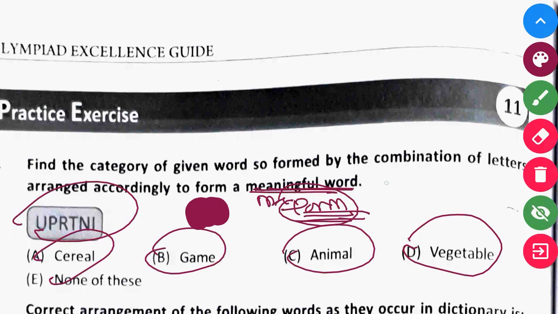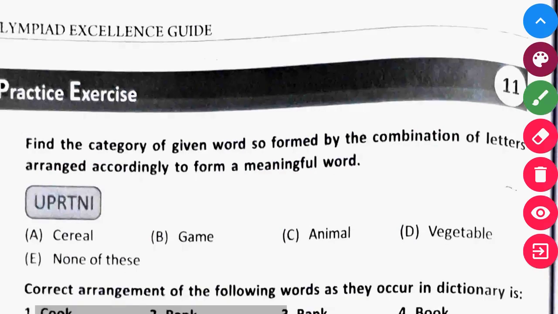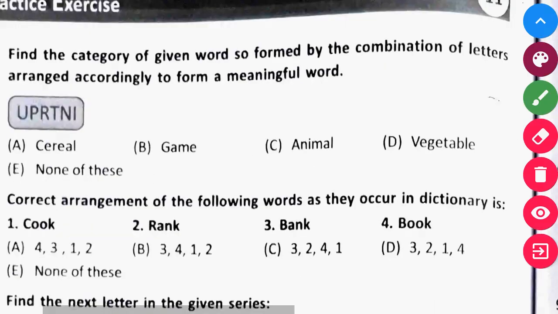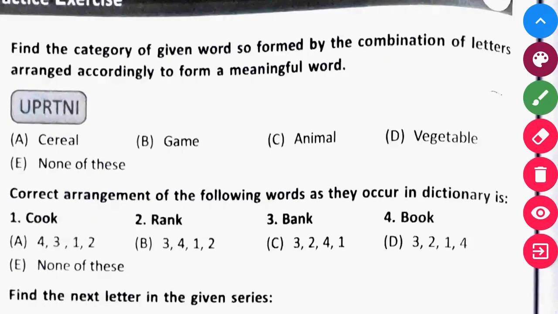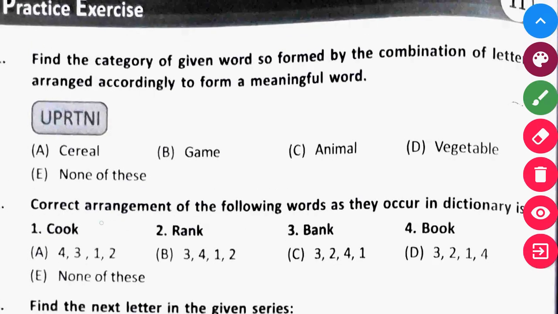So the word which is formed from these letters is turnip, which is the name of a vegetable. In the exam, you have to think about which vegetable or which animal can be hidden in these letters. Make different permutation combinations of the letters and you can get an idea about the meaningful word.